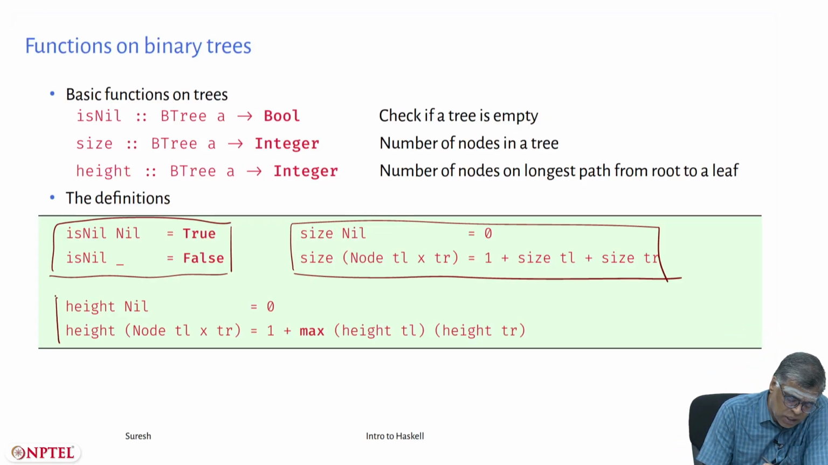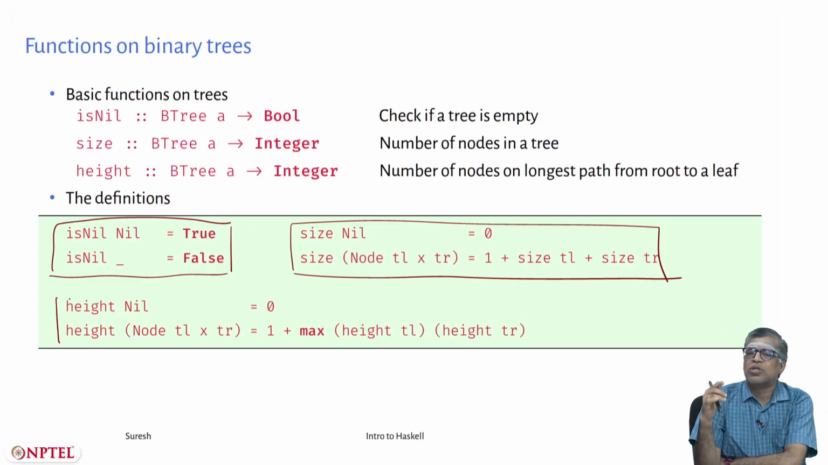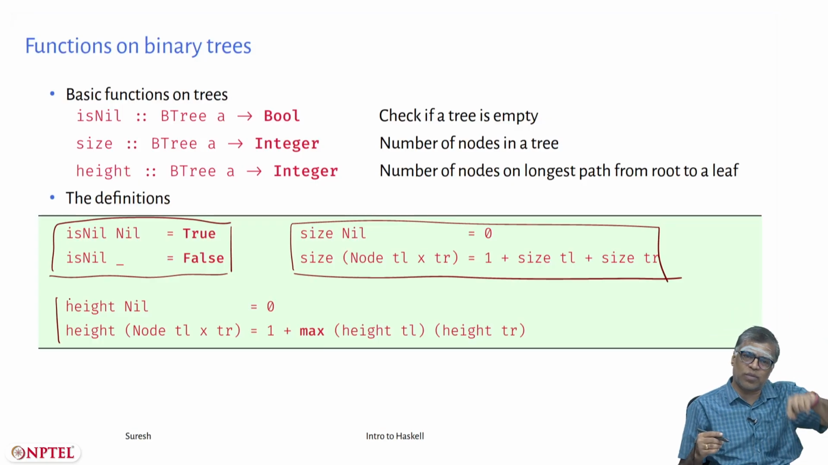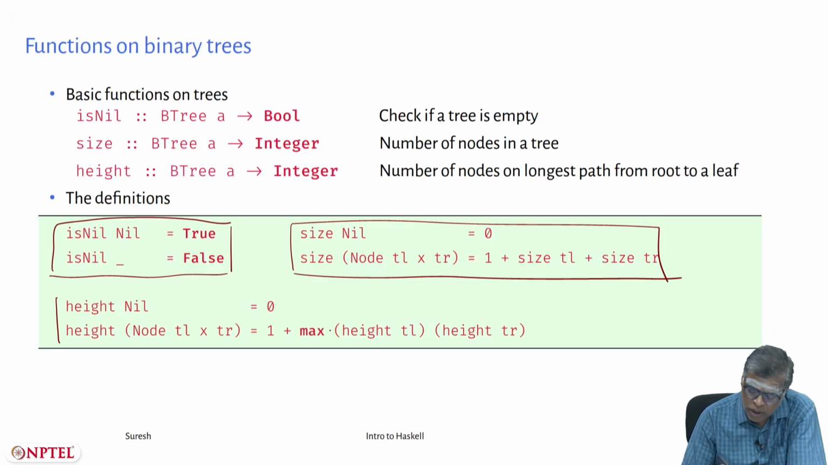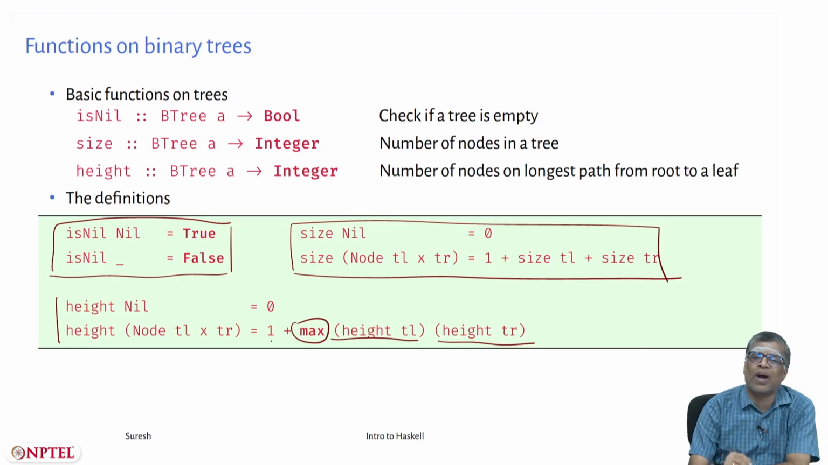Height is interesting. Height is the length of the longest path from root to any leaf. So if your tree is nil, then there are no nodes at all, then you will say height is 0. If your tree is of the form node TL X TR, then you have the root, and then either the longest path from root to leaf lies on the left subtree, goes via the left subtree, or it goes via the right subtree. So you compute the height of TL, compute the height of TR, take the maximum of the two using this function max, and then you add one to it.